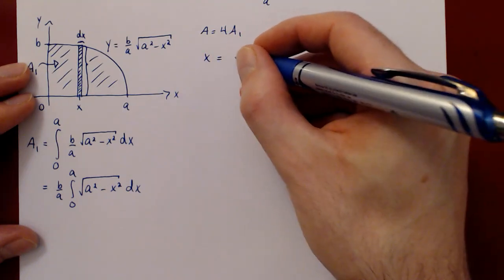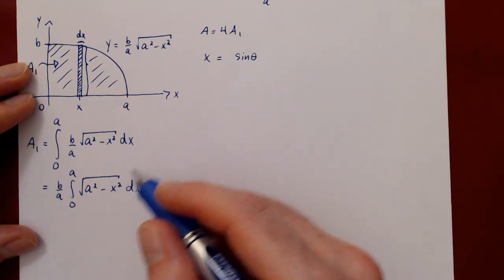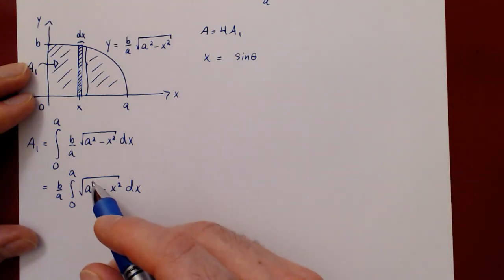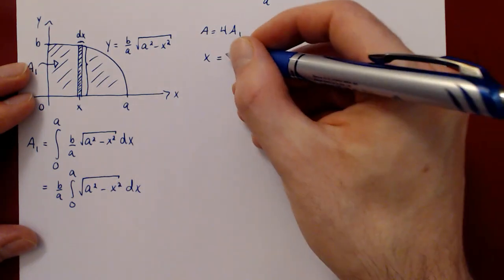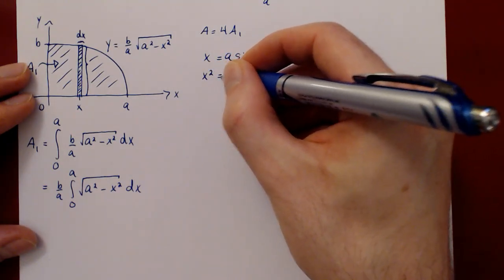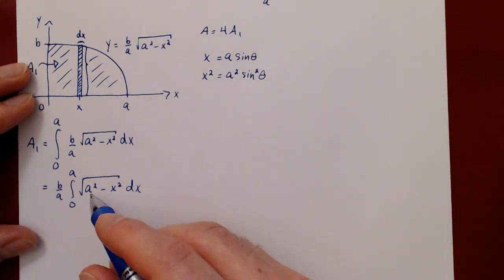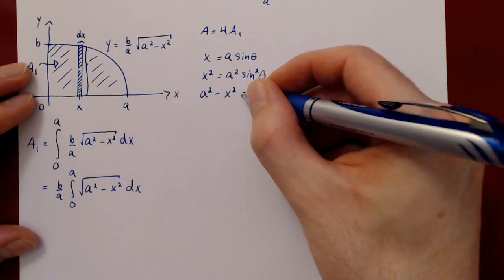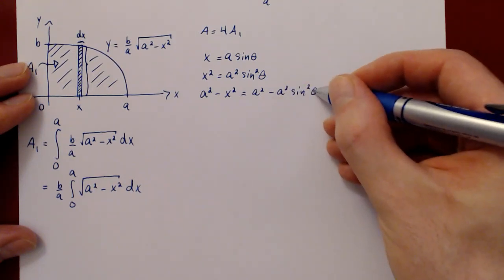be close to sine of theta, but this won't quite work because this will give us a squared minus sine squared. What we want is, of course, 1 minus sine squared, and so to factor a squared out, we need out of x squared a multiple of a squared, so we multiply sine by a. So once we square x, we get a squared sine squared. And so a squared minus this becomes a squared minus a squared sine squared theta.